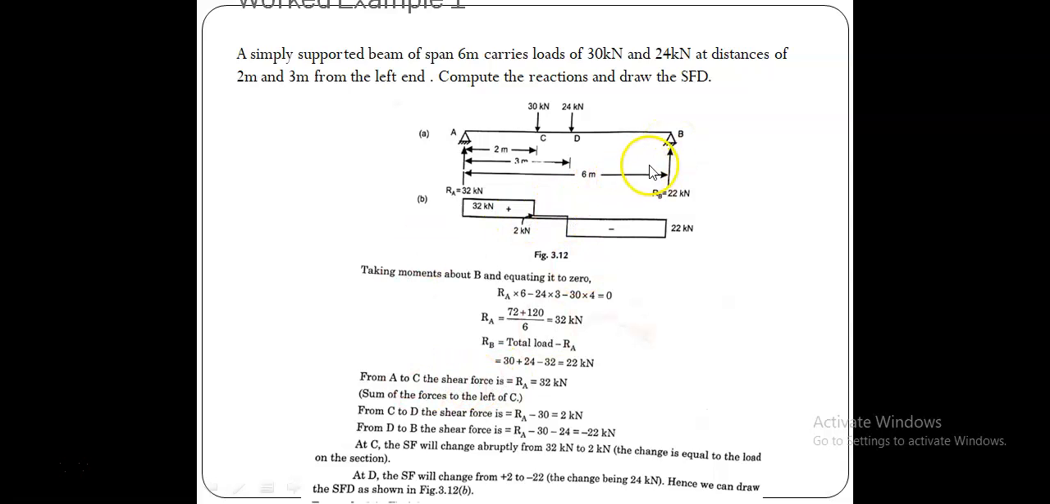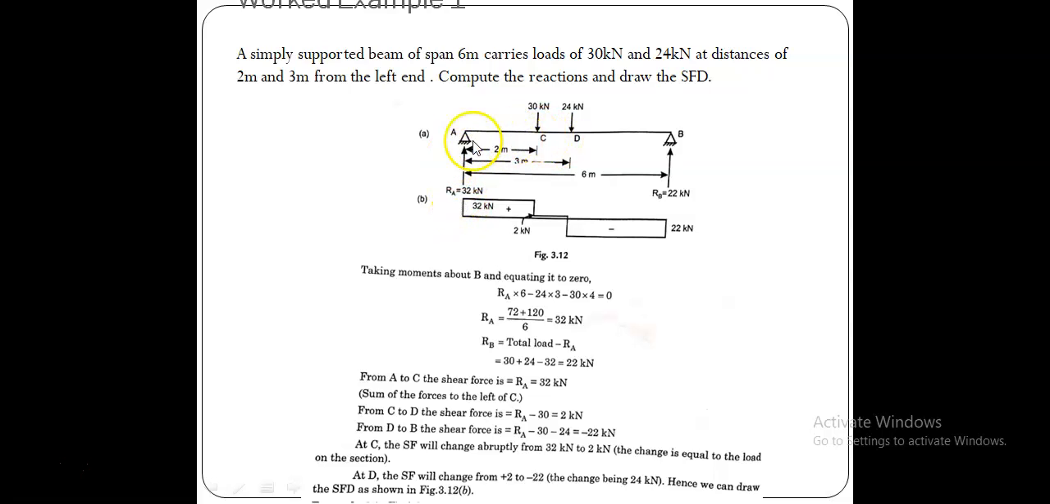So once we know these two reactive forces, then we can start to find the shear force and bending moment at every section. Here I want to know the shear force at C. This can be calculated by taking the algebraic sum, either the left side of C or the right side of C. Suppose I take the left side of C, there is only one upward reactive force acting on the left side of C. Left up is always positive, and therefore 32 is positive.